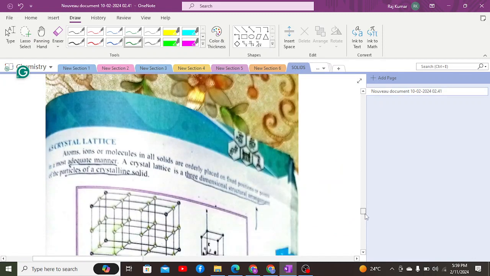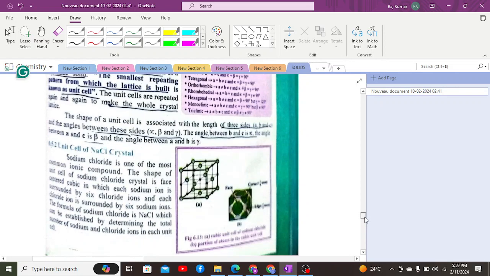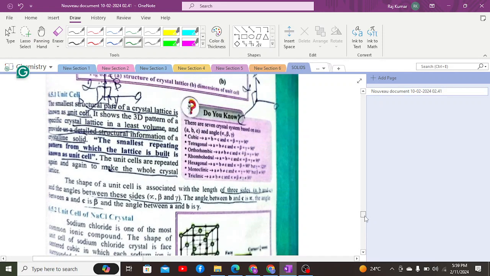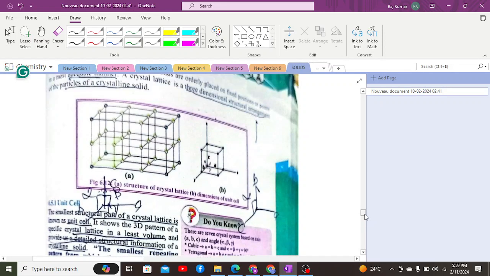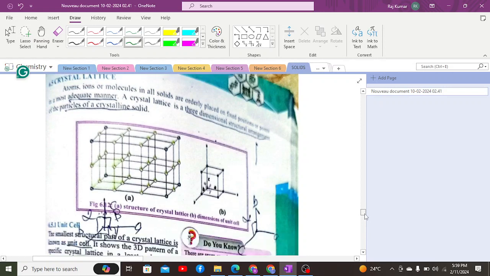Examples of this include ice, iodine, and dry ice. But it doesn't mean that they do not have any sort of 3D geometry. That's not the point at all, because they do have a 3D geometry, as these are types of crystalline solids. When it comes to crystal lattice, it is a very important topic here: atoms, ions, or molecules in all solids are packed at fixed positions and in the most adequate manner.